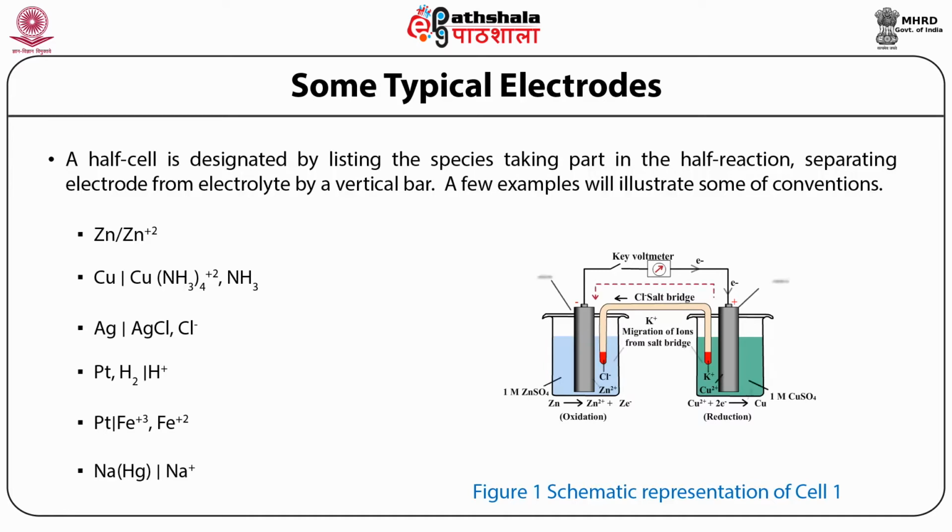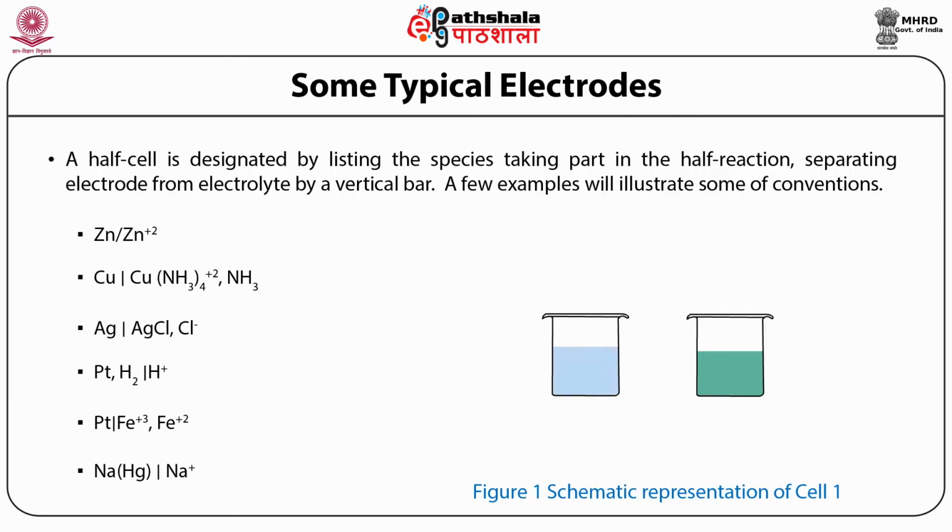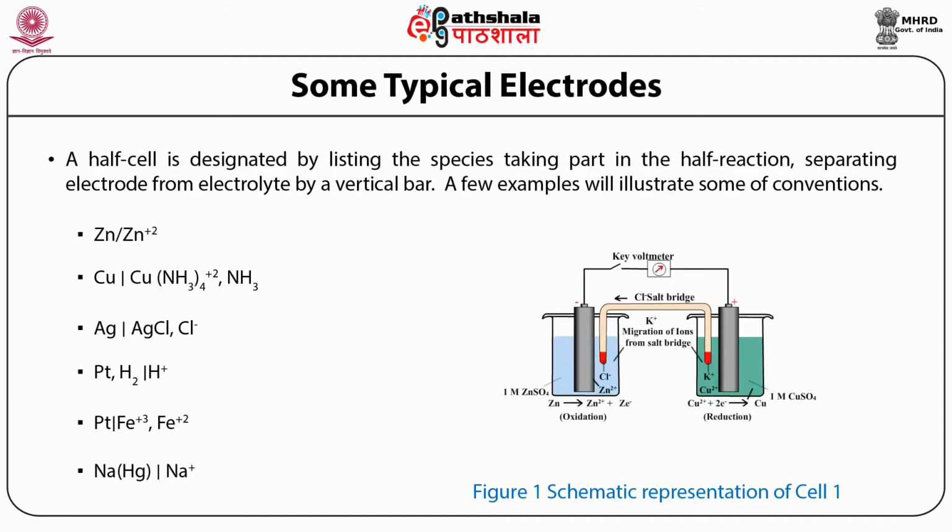In another case, if there is a metal complex, then metal-complex, in which an excess of the complexing agent is added to regulate the particular form of the complex. It will be represented, if we take the copper ammonia complex, as copper bar copper ammonia plus 2, with ammonia. This is the representation of the half reaction, how a half reaction is represented.